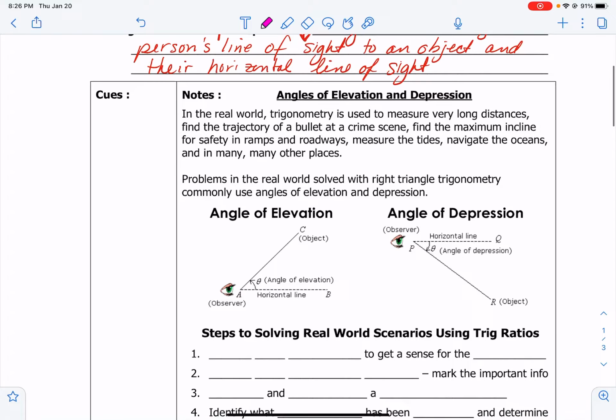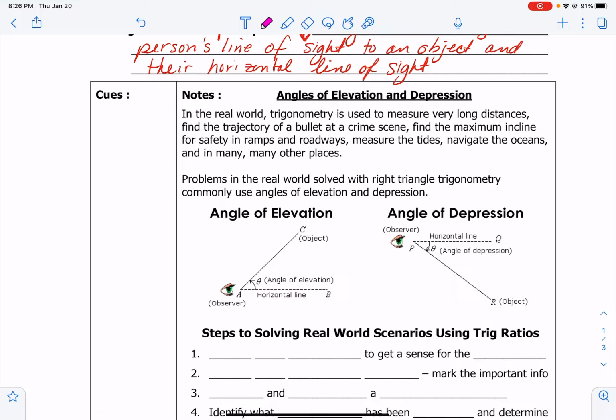So, angles of elevation. In the real world, trigonometry is used to measure very long distances, find the trajectory of a bullet at a crime scene, find the maximum incline for safety in ramps and roadways, measure the tides, navigate the oceans, and many, many other places. Problems in the real world solved with right triangle trigonometry commonly use angles of elevation and depression.